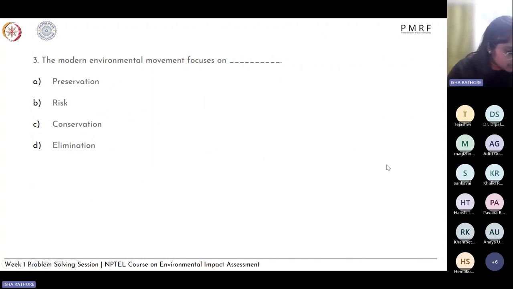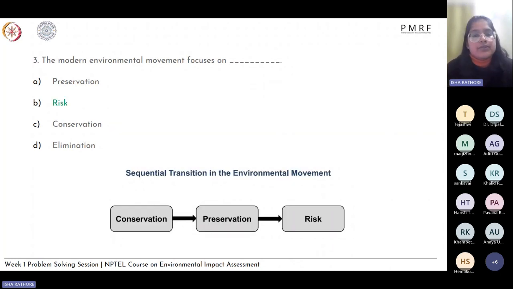Okay, a lot of you seem to say A, that is preservation, but the correct answer is B, risk. So the environmental movement has moved from conservation to preservation and to risk. So right now we are dealing with risk. We are considering the modern environmental movement and we are looking at risks like climate change, the rising temperatures, glacial warming. So we are dealing with it from the perspective of risk.